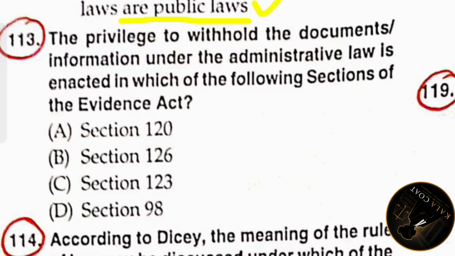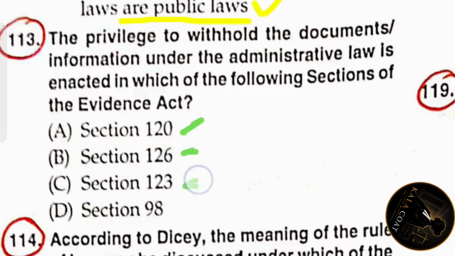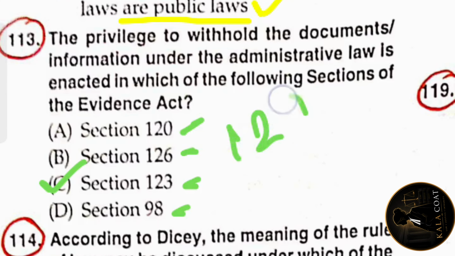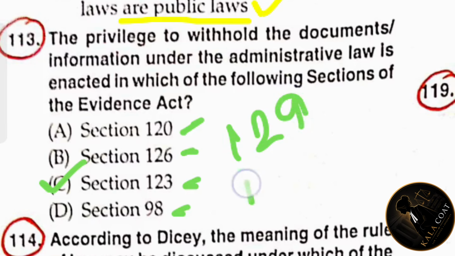Question number 113. The privilege to withhold the documents or information under the administrative law is enacted in which of the following sections of the Evidence Act? Options are section 120, 126, 123 or 98. Correct answer is section 123 of the Indian Evidence Act, which is now section 129 of the Bharatiya Sakshya Adhiniyam.